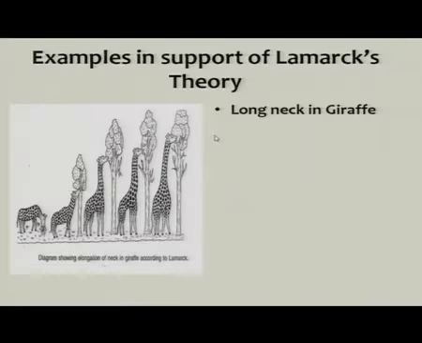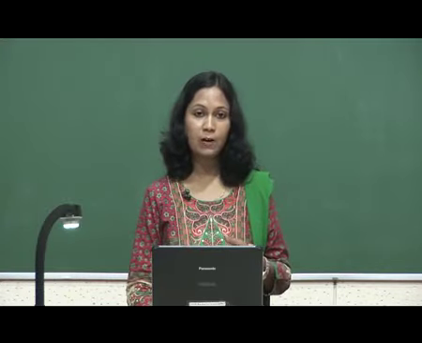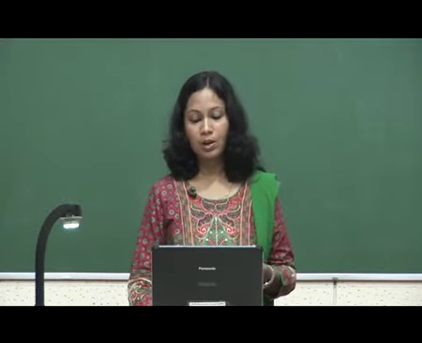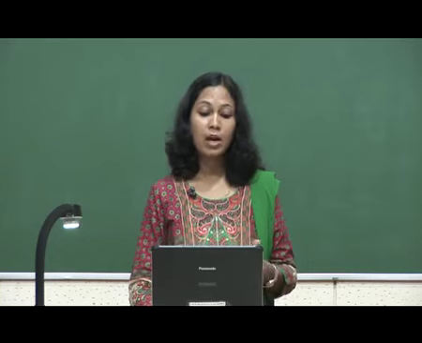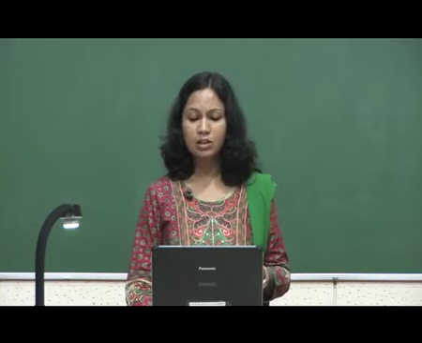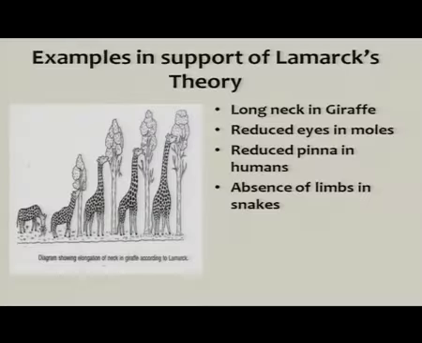Similar examples were also cited by Lamarck, such as reduced eyes in moles because of their burrowing habitat, then reduced pinna in humans because we do not live in jungles anymore and need not be alert all the time as compared to other mammals. For example, rabbits have a long ear pinna in order to capture sounds, but our pinna has reduced in size. Then there is the absence of limbs in snakes, which evolved from reptiles. Reptiles had limbs, but snakes do not have limbs because of their creeping habit.